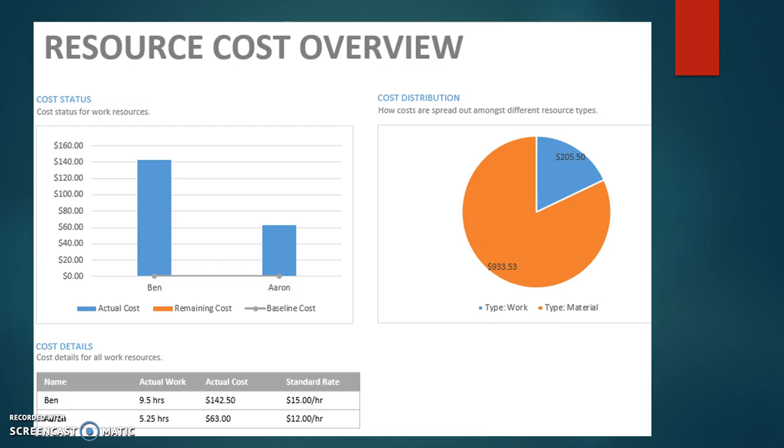Here we have an overview of the costs of the resources. We see me and Aaron at our hourly rates. I'm costing $142.50 and he is costing $63. And then we can see over on the right how that is distributed, the blue being the work that is done by the 2 of us at $205.50, and then $933.53 for materials, which is all of the components that I purchased. So this turned out to be a pretty expensive computer, but that is a good way to just show that relationship there.